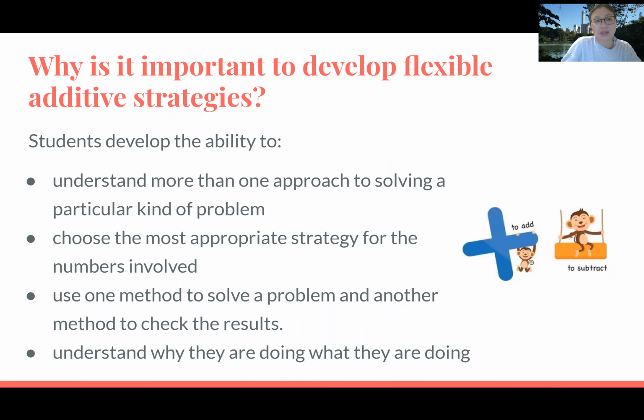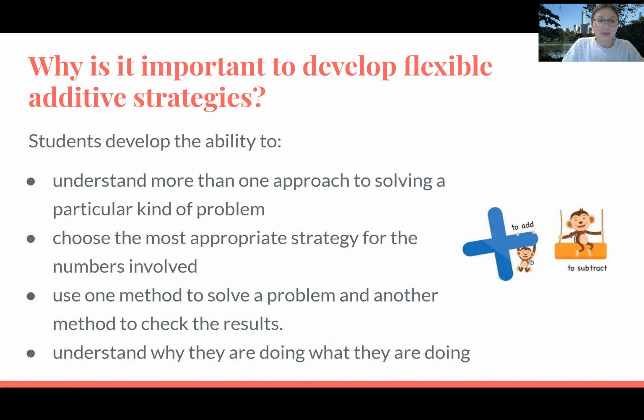So why are these important? When a student is able to develop flexible additive strategies, they understand and have the knowledge of more than one approach in solving a particular problem. Because of this toolkit, they are able to look at the problem or the numbers involved in a question and choose the most appropriate and effective strategy to solve that problem. And by having a range of strategies, it also allows the child to use one way to solve the problem and another way to check their answer and the accuracy.